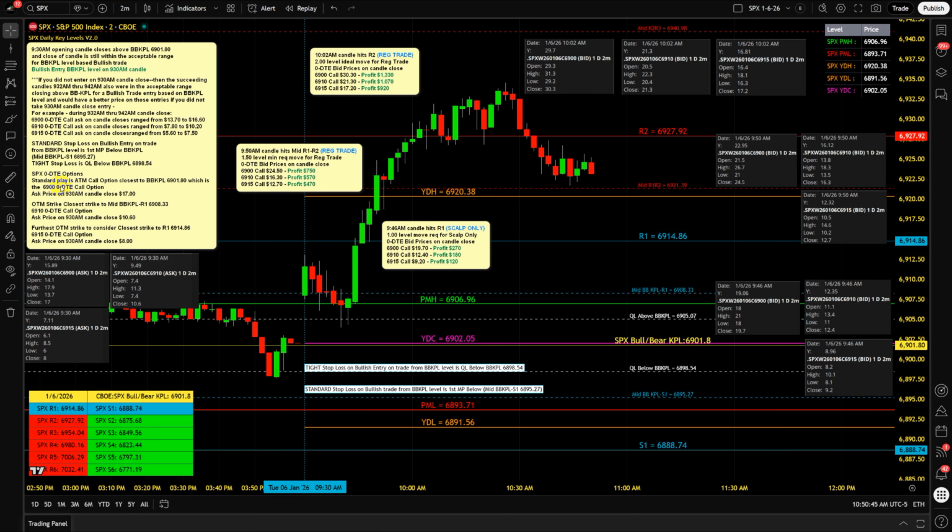Now, what are the other 2 option strikes that you can use for this particular trade? Well, to figure that out, all you do is you take the level you're taking the trade from, and the direction you're taking the trade from, which in this case is up. So we're going to look up. We go to the first midpoint level above the level we're taking the trade from on this bullish trade, and that is this level, the mid BBKPLR1, 6908.33.